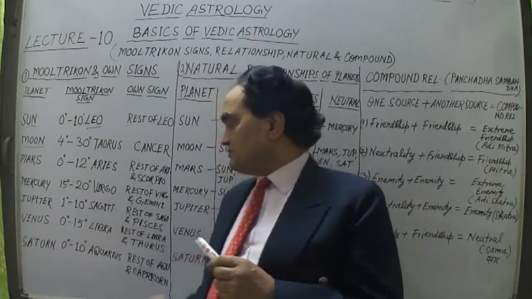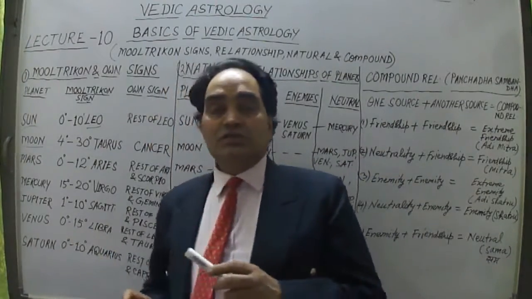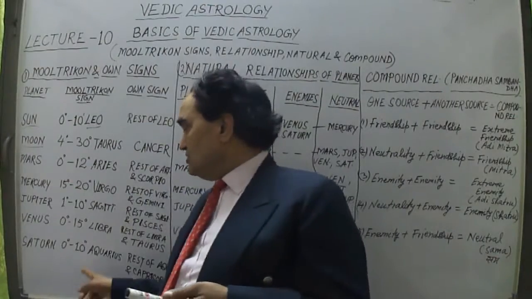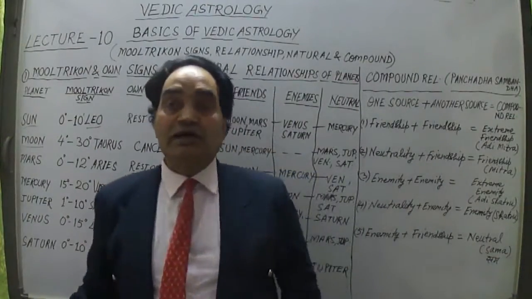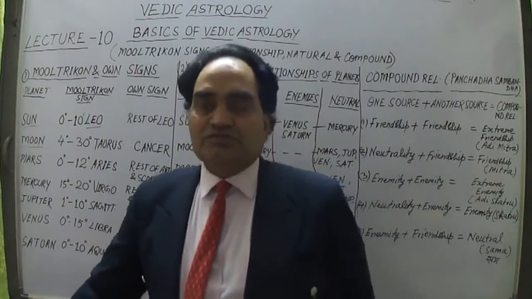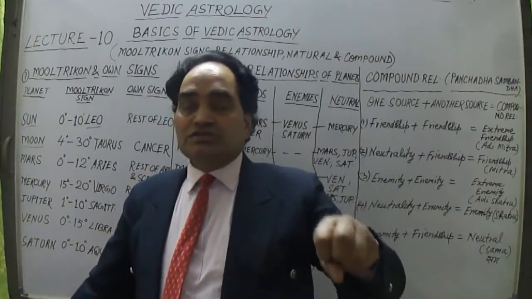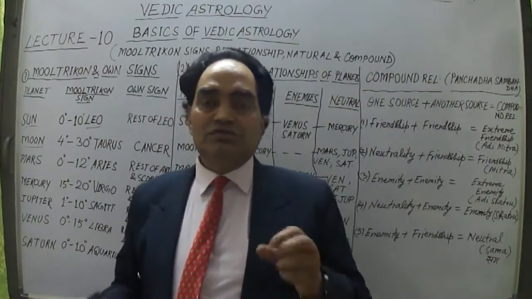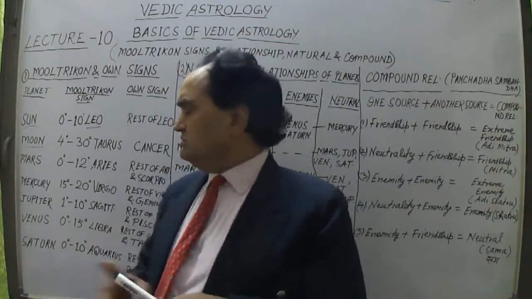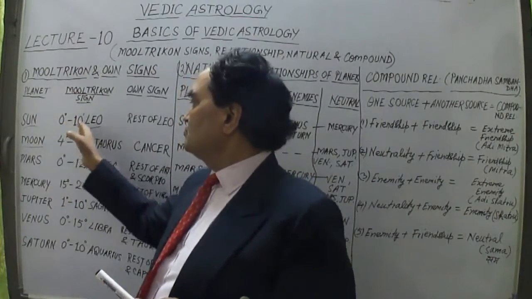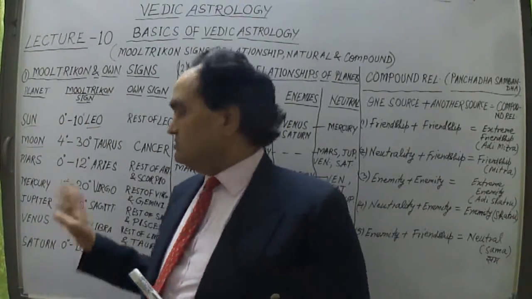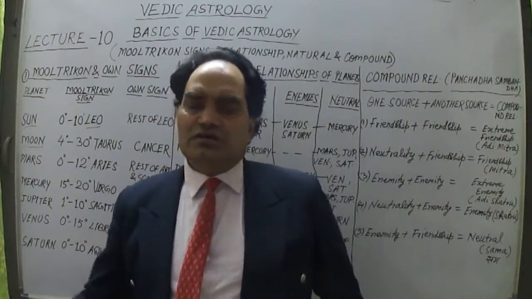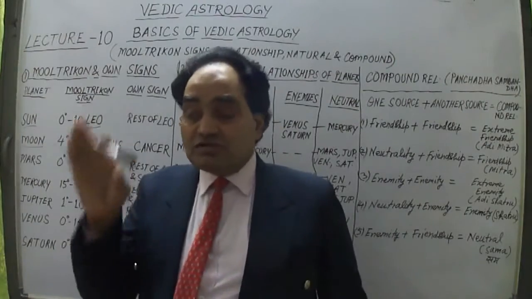Venus is more active. Now come to Saturn. Saturn has its Mooltrikon sign, undoubtedly in its own sign, as I have told you, which is Aquarius, the 11th sign, from 0 degree to 10 degree. The Sun and Saturn are 0 to 10 degree, and Jupiter is 1 degree to 10 degree. So mostly these three are up to 10 degree. Just note down and understand them.